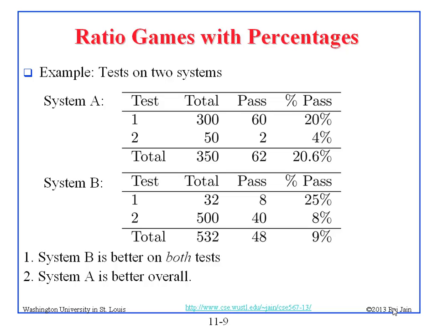Now, here is the interesting thing to notice. System B is better on both tests. 8% passed, 4% passed. 25% passed, 20% passed. Right? If you were just doing test 1 or test 2, in both cases system B is better. But when you combine the incomparable tests, it turns out system B looks bad. Only 9% pass as compared to 20%. What is wrong? The wrong thing is that these ratios are not comparable. What is the base here?